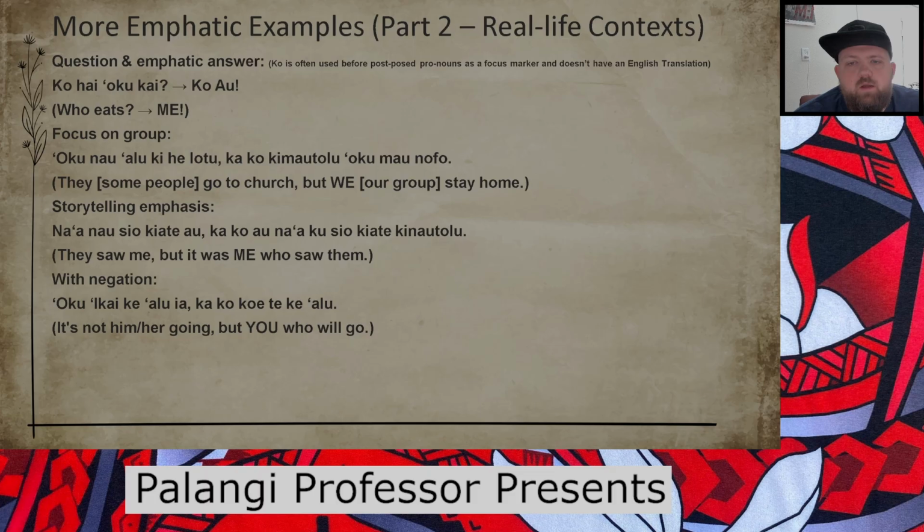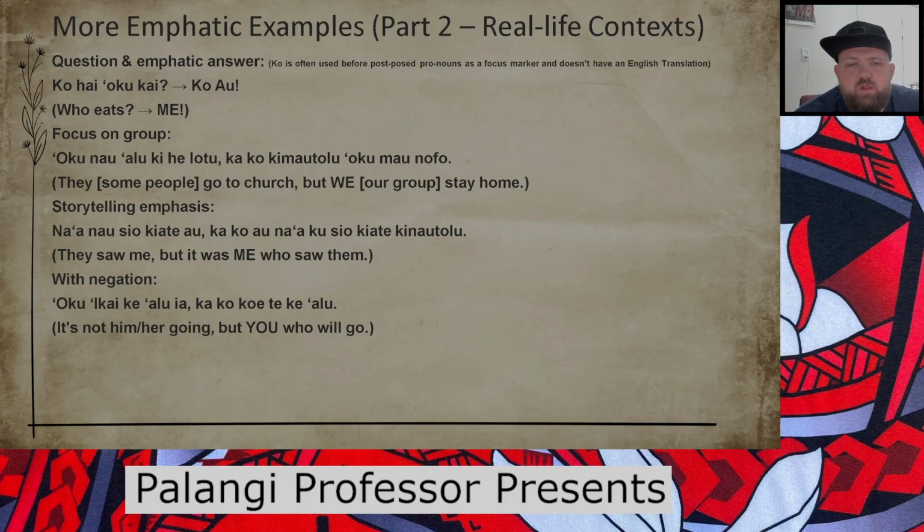So, going to focus on a group discussion. So, okunau alo ki he lotu kako ki mautolo okumau nofo. So they, some people, or they, just they. Some people doesn't really matter. Go to church, but we, our group, are staying home.